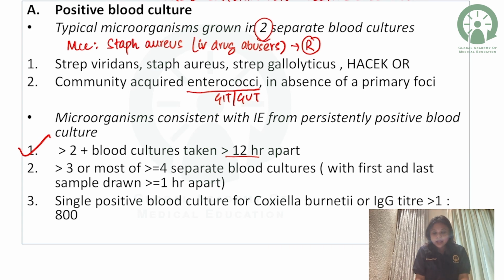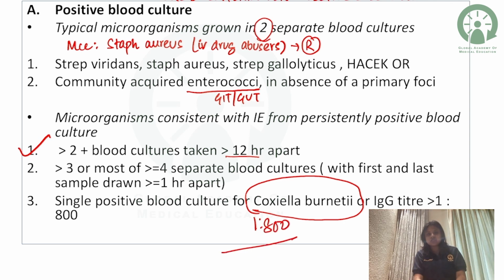And the last one is actually a very important exam question. In all cases of infective endocarditis, we need a minimum of 2 blood cultures to be positive. So where do we require a single positive blood culture? A single positive blood culture is required for an organism known as Coxiella burnetii, and you should also know about the titer, that is, an IgG titer of more than 1 is to 800. So either it is a single positive blood culture or an IgG titer of more than or equal to 1 is to 800 that is positive for Coxiella burnetii.